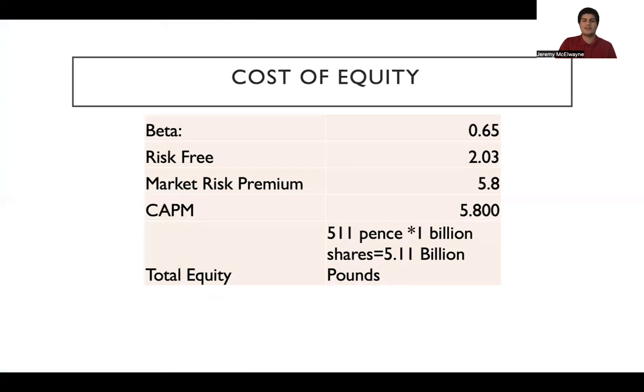For the cost of equity calculations, we have a beta of 0.65, a risk-free rate of 2.03% found in the 10-year treasury yield, and a market risk premium of 5.8%. This will lead our CAPM model to be a cost of 5.8% cost of equity. Now, for total equity, we have the share price at 511 pence or 5.11 pounds times 1 billion shares, leading to a total equity value of 5.11 billion pounds.